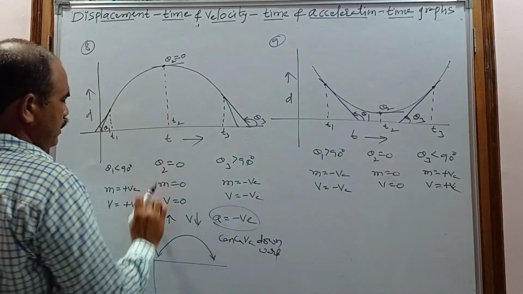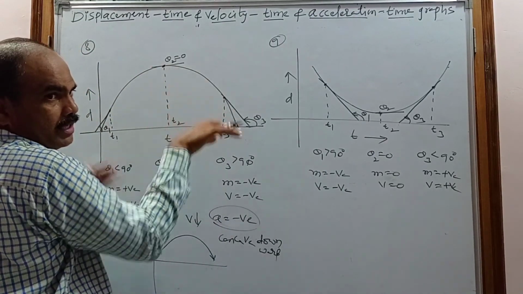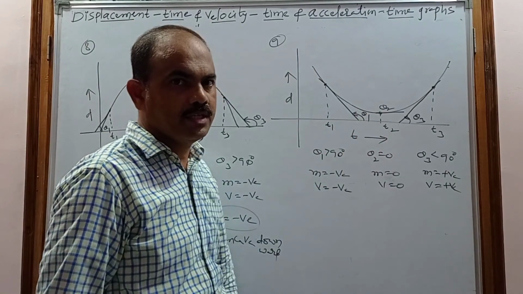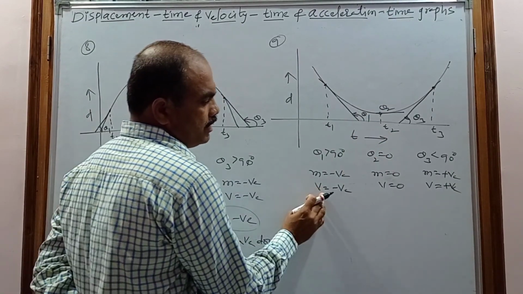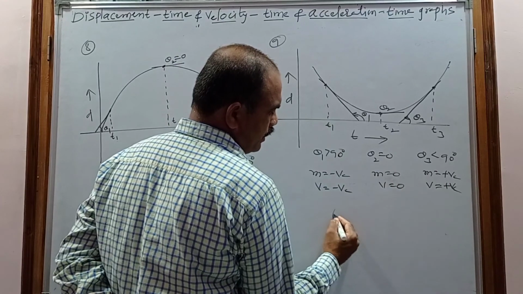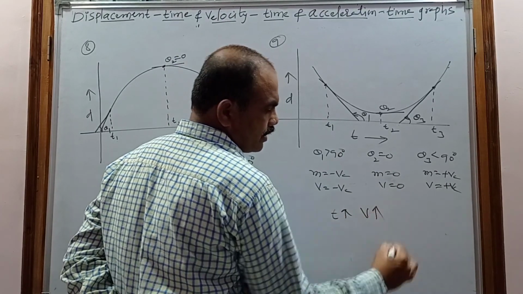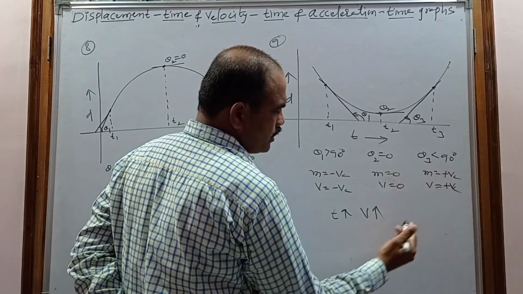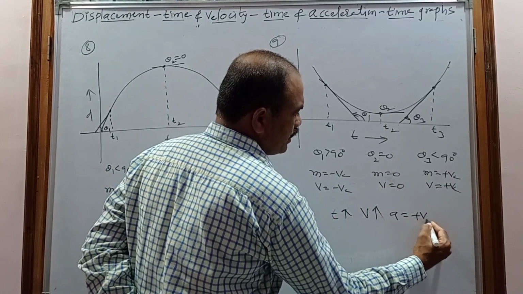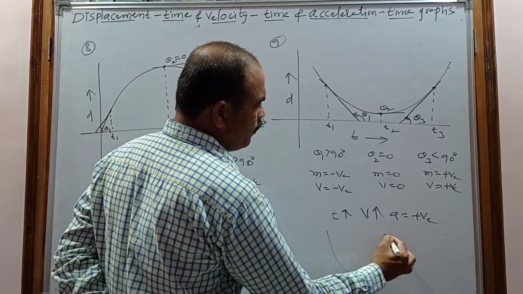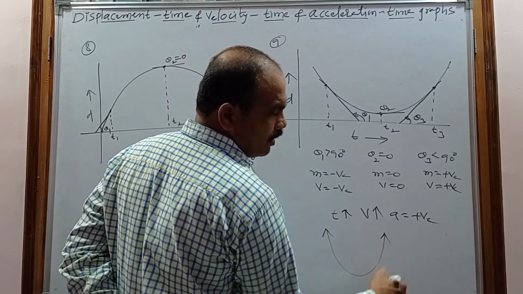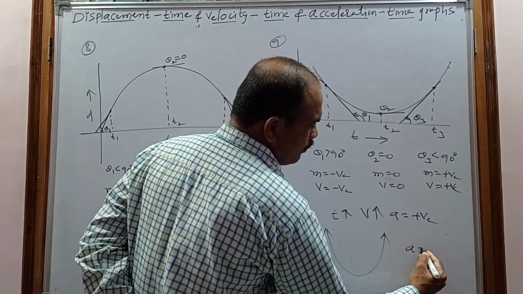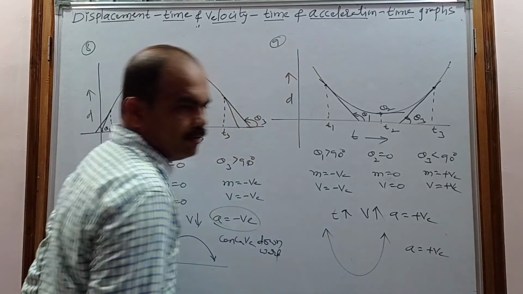Up to here it is positive, here negative, and the direction is changing. Here also the body direction is changing. But the velocity goes from negative to 0 to positive, and as time increases, velocity increases. That's why it has positive acceleration, and that is concave upward. If the graph is concave upward, it has positive acceleration.